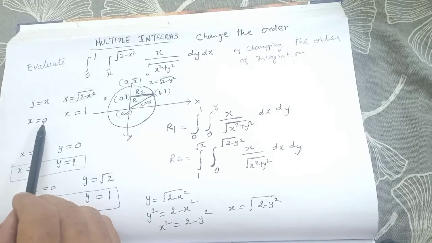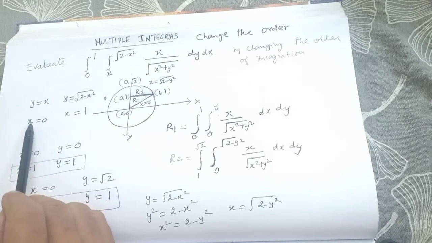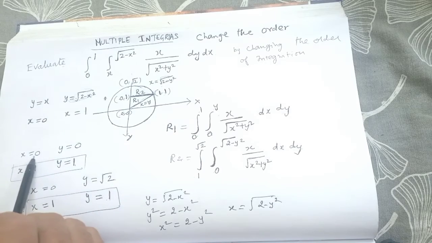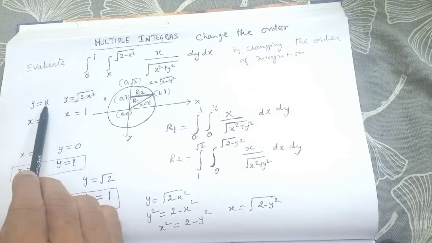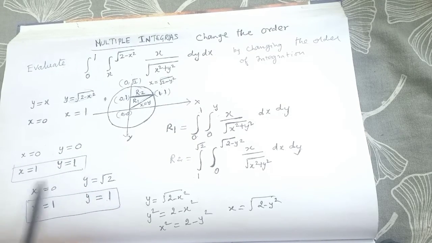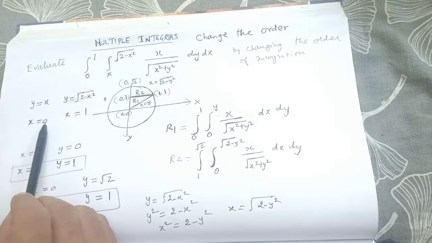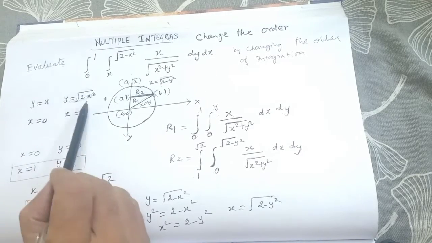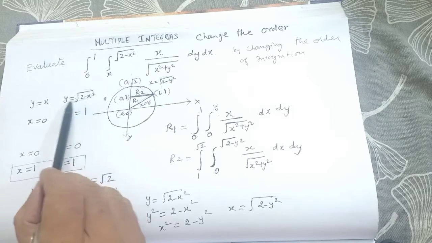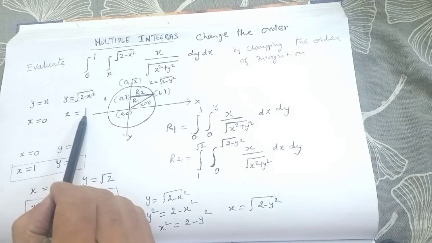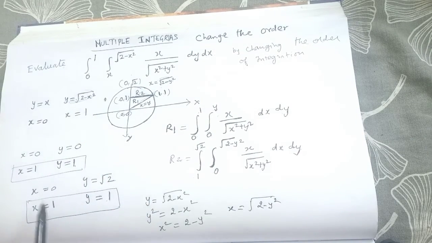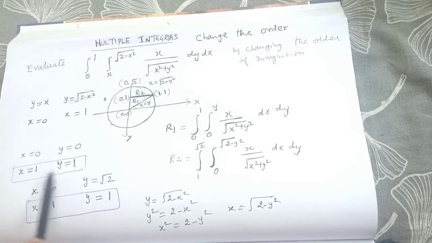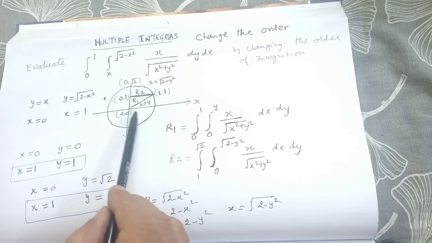Now we substitute x equal to 0 in this equation. If x is equal to 0, y is equal to 0. If x is equal to 1, y is equal to 1. Next, substitute x equal to 0 in the other equation: if x is equal to 0, y is equal to root 2. If x is equal to 1, y is equal to 1. So x equal to 1, y equal to 1 is the point of intersection.